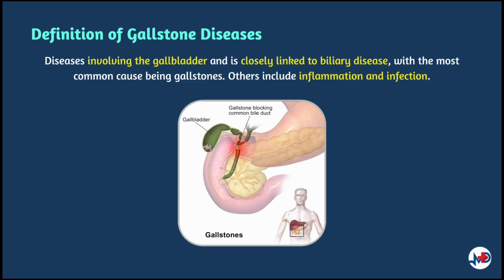Gallbladder diseases are diseases involving the gallbladder and are closely linked to biliary disease, with the most common cause being gallstones. A gallstone is a stone formed within the gallbladder out of precipitated bile components. The term cholelithiasis may refer to the presence of gallstones or to any disease caused by gallstones, and choledocholithiasis refers to the presence of migrated gallstones within bile ducts.